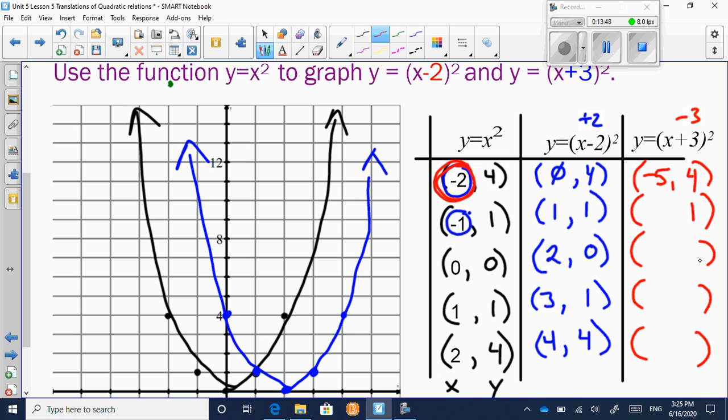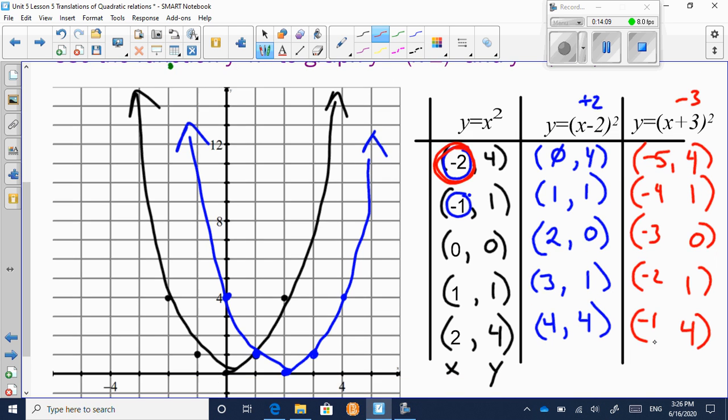In fact, look, I can just fill all my y's in. They don't change. So here we go. -1 minus another 3 is -4. 0 minus 3 is -3. 1 minus 3 is -2. And 2 minus 3 is -1. So here we go. Let's plot those ones.